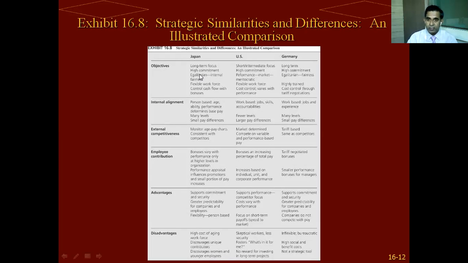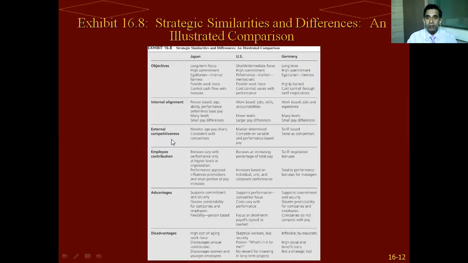Let's say a Japanese employer who is sending employees to the US on work needs to know this information: what kind of compensation objectives are generally adopted by US employers, and how is the internal alignment in US. Based on this, the employer determines an international pay system or compensation for the employees who are going abroad to a particular country.